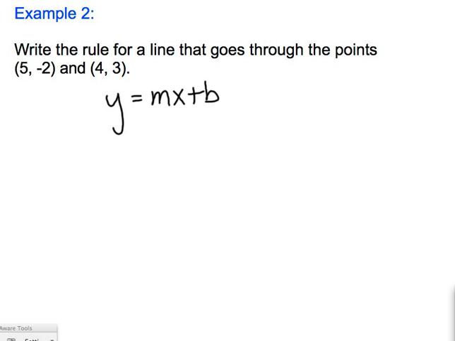The next example says write a rule for a line that goes through the points (5, -2) and (4, 3). So now they give me 2 points. The rule stays the same. I still want to know y equals mx plus b. Okay, that's how the rule should look. I still have 2 values to find, m and b. This time they didn't give me either value, so I have to find both of them.